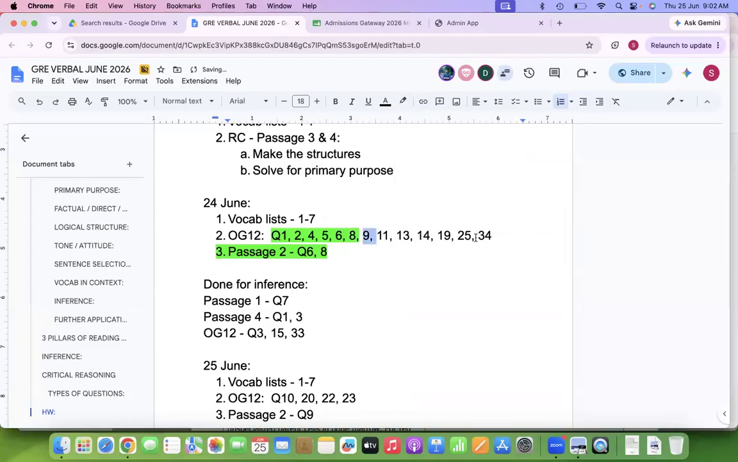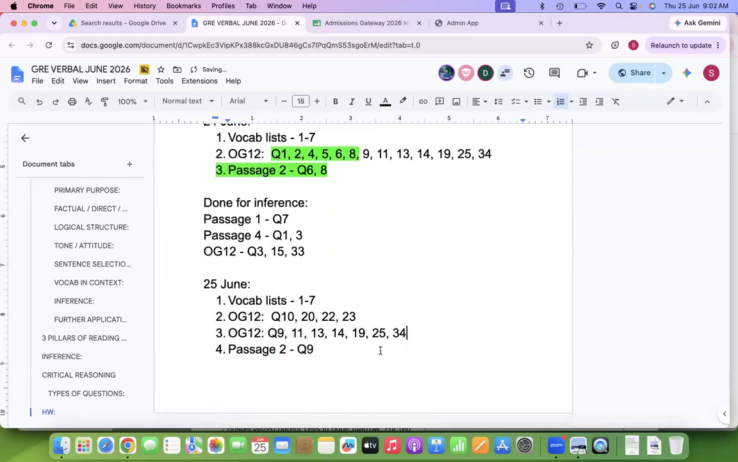We'll continue with these questions tomorrow. I'm adding them to your homework here. Any other question you have for me today?